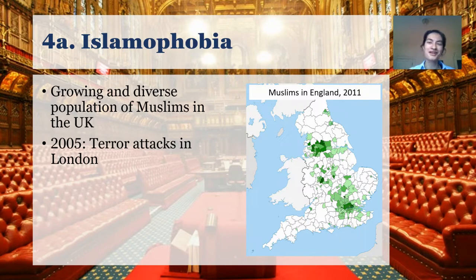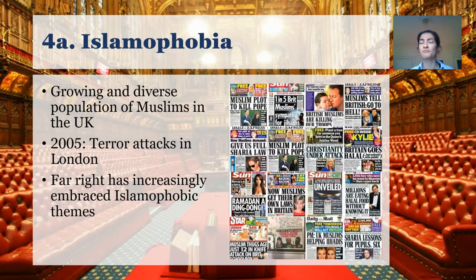And as your textbook says, there were growing concerns about whether this increasing population of Muslims in the United Kingdom was in fact being integrated into British society as a whole. So there's been increasing attention paid in the last 20 years or so in the UK to counterterrorism and to radicalization. But it's also worth noting that the far right of British politics, parties like UKIP, and some elements of the Conservative Party as well, have increasingly embraced Islamophobic themes.